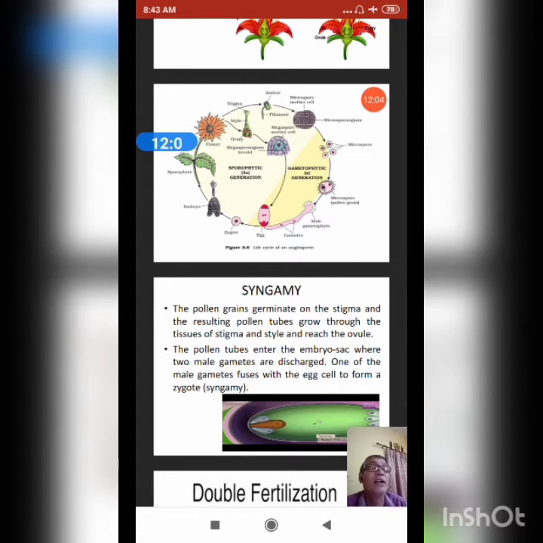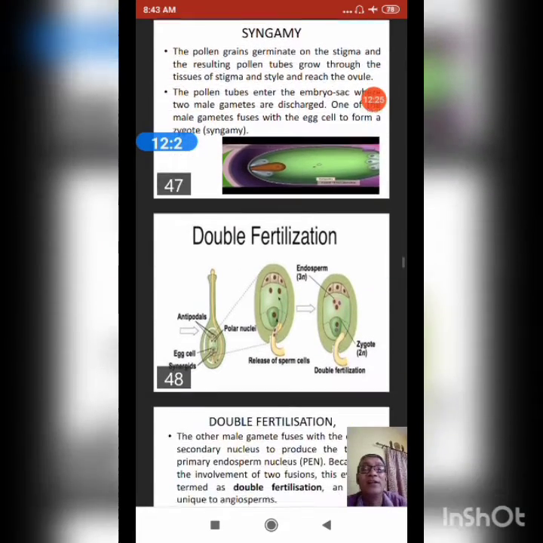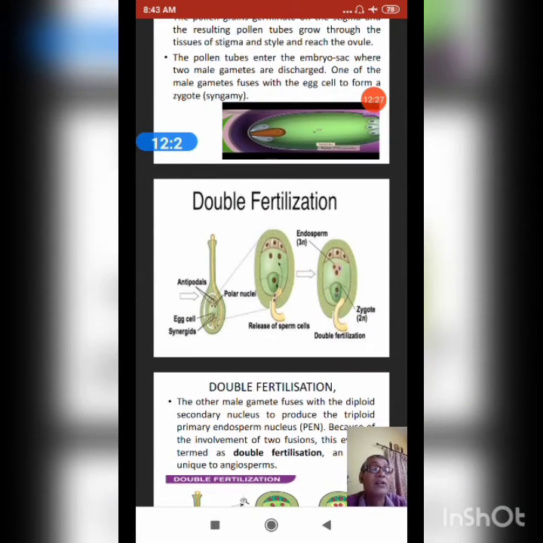Pollen grains germinate on a stigma, and the pollen tube grows through the tissues of the stigma and style and reaches the ovule. The pollen tube enters the embryo sac, where two male gametes are discharged. One of the male gametes fuses with the egg cell to form the zygote, that is syngamy. All the points are there. So let us talk about double fertilization.